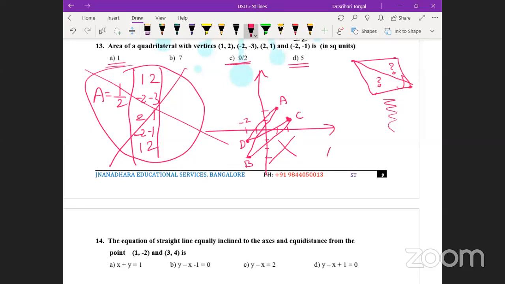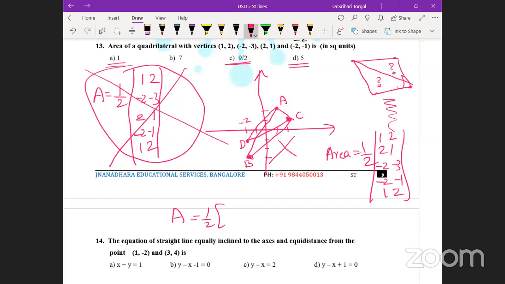So I will suggest you to find out the area using this technique. That is A, 1, 2. -2, -3. No, I think you have to take C. What is C here? 2, 1. And then you have to go for B, option B. -2, -3. -2, -1. Then 1, 2. You calculate this now, you will get a proper result.